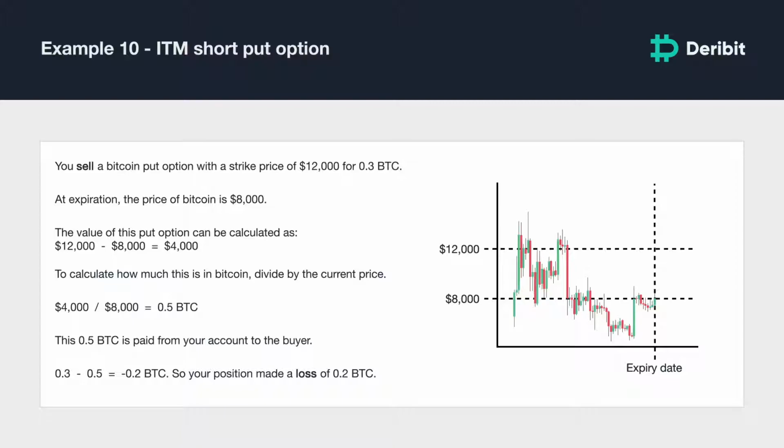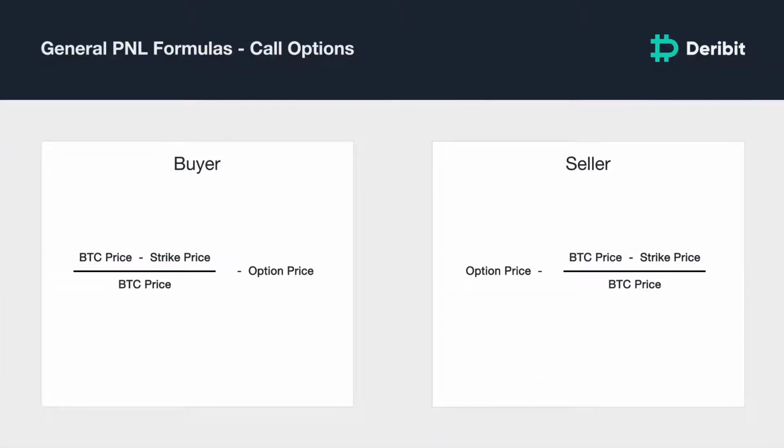Hopefully these examples provide you insight into how your position P&L would evolve in several scenarios. However, these can be broken down into general functions to easily calculate your P&L yourself. For in-the-money call options at expiry, the call option's profit and loss in BTC is calculated as the Bitcoin price minus the strike price divided by the Bitcoin price, then minus the option price.